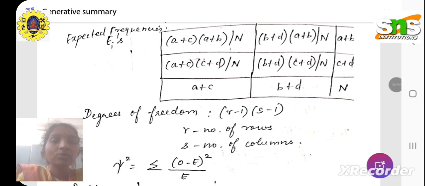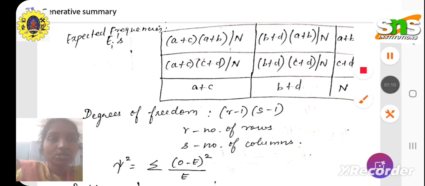Now, how will we calculate the degrees of freedom? Degrees of freedom is nothing but r minus 1 into s minus 1. R is the number of rows and s is the number of columns. So, chi-squared calculated is equal to the summation of observed frequency minus expected frequency, the whole square divided by E. Now, we will have a problem on the independence of attributes.